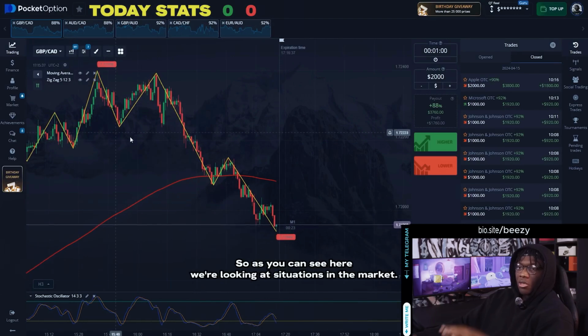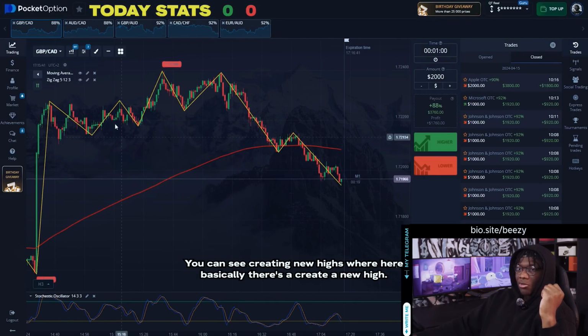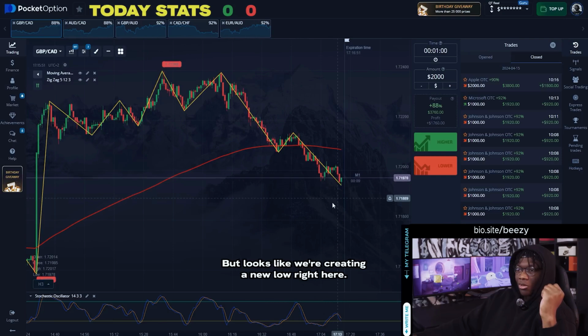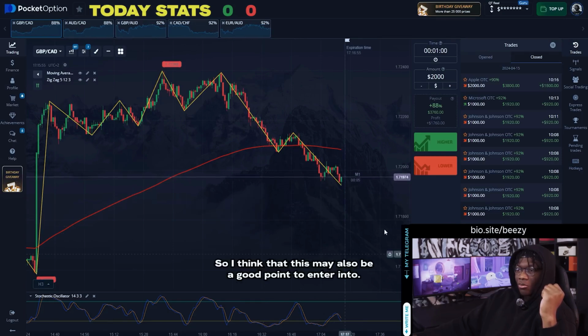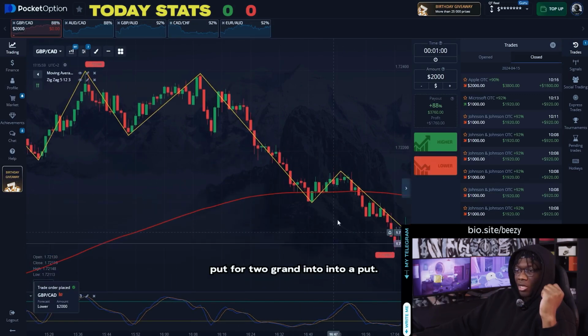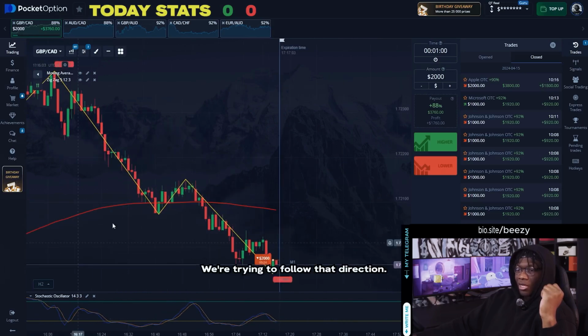So as you can see here, we're looking at situations in the market. You can see it creating new highs right here. Right here, it doesn't create a new high, but it stays. But we're creating new lows. Not a new high, but it looks like we're creating a new low right here. So I think that this might also be a good point to enter into a put for 2 grand. We can see that the market is creating new lows, and we're trying to follow that direction.